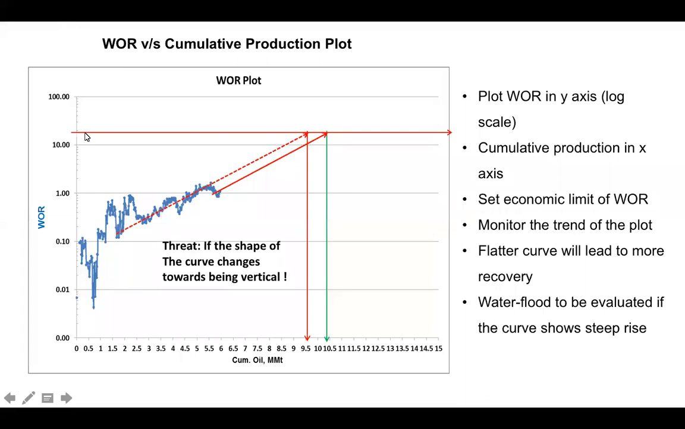And what you can do is you can set an economic limit. So here I have set an economic limit of 95% water cut. That means if my producers reach 95% water cut, then I'll stop those wells from production. I'll not flow those wells anymore, because that is no more economic to me.